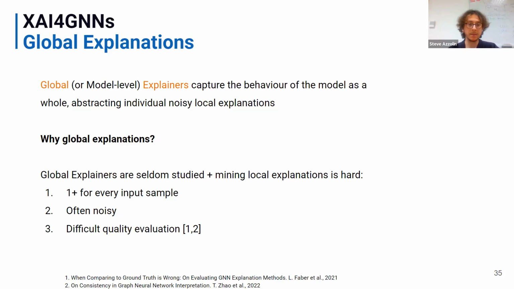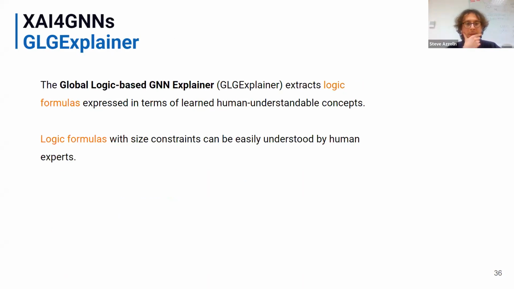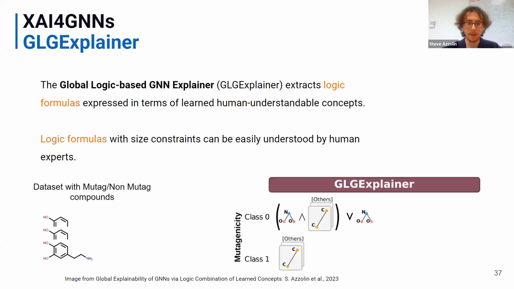And so it makes sense to provide a new perspective, aggregating those local explanations into a more abstract representation. And this is exactly what we try to do with GLG explainer, which stands for Global Logic-Based GNN Explainer, which extracts logic formulas expressed in terms of learned human understandable concepts. The reason for choosing logic formulas to represent an explanation, rather than a node mask or an edge mask as we saw before, is that logic formulas with size constraints can typically be well understood by human experts.